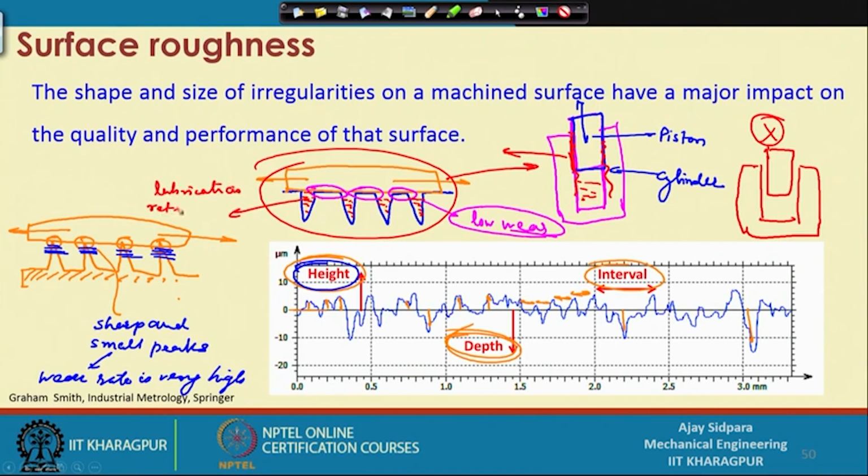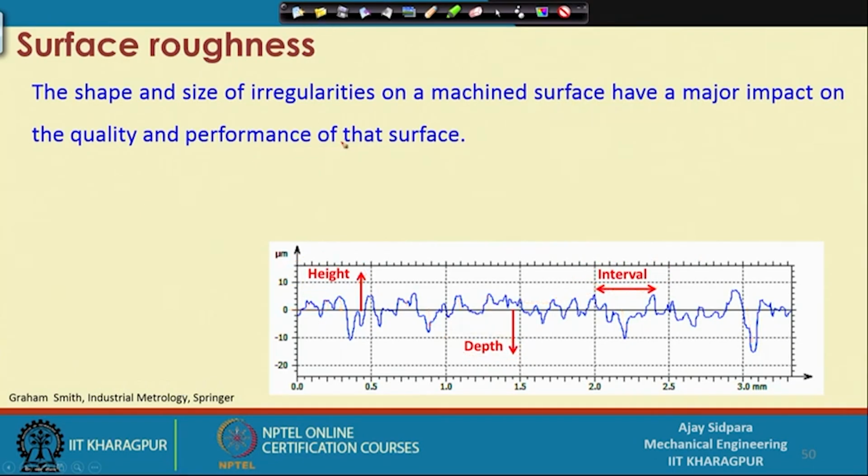Lubrication retention ability, correct. So, here lubrication will stay, and when it is moving up and down, it will also provide less friction in this case. So, we need this type of engineered surface, and these other surfaces are not the correct way of doing this. So, this is about the height and depth. Coming to the interval, how does the interval play an important role?